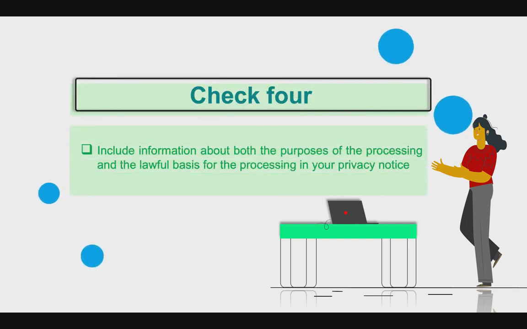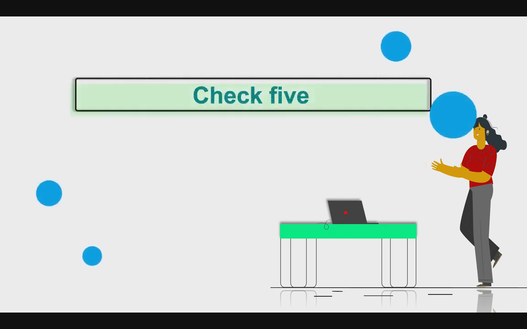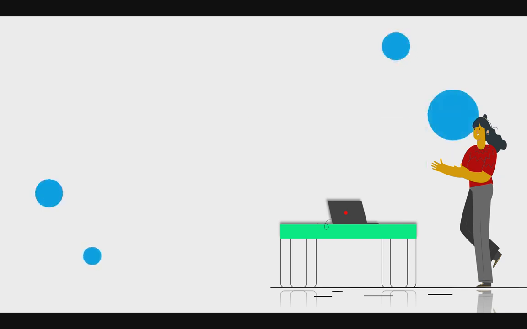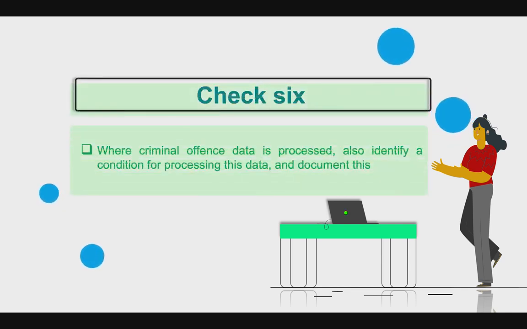Next, we should check that we have included all the information about both the purposes of the processing and the lawful basis for processing in our privacy notice. Then we should check that where we process special category data, we make sure to identify a condition for the same and have documented this. And finally, in cases where we process criminal offense data, we should also identify a condition for processing of this type of data and definitely document it.